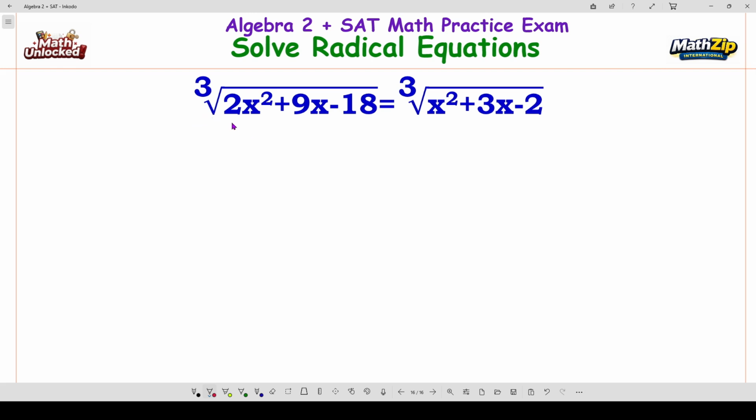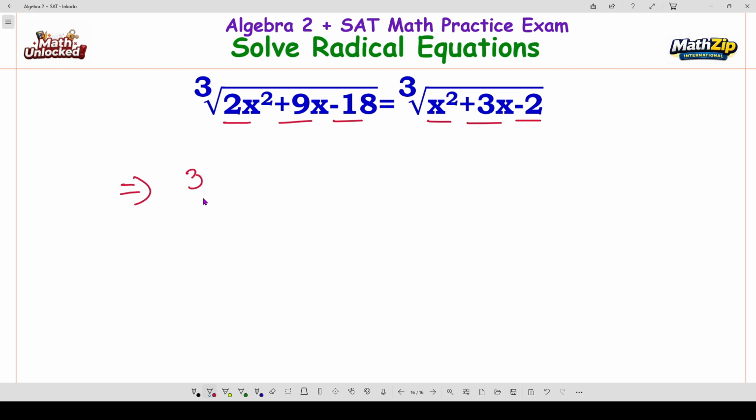Cubic root of 2x² + 9x − 18 equals cubic root of x² + 3x − 2. We are going to solve this radical equation in this video. First, it's a simple matter. We will cube both sides.